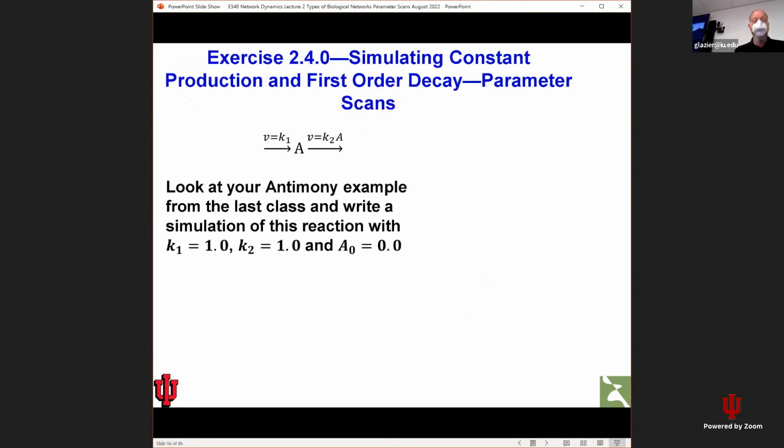So I'd like you to fire up Antimony, and I'd like you to write in Antimony this reaction. Nothing goes to A at a rate K1. A goes to nothing at a rate K2 times A. And to begin with, you can set K1 equal 1, K2 equal 1. The initial value of A is 0.